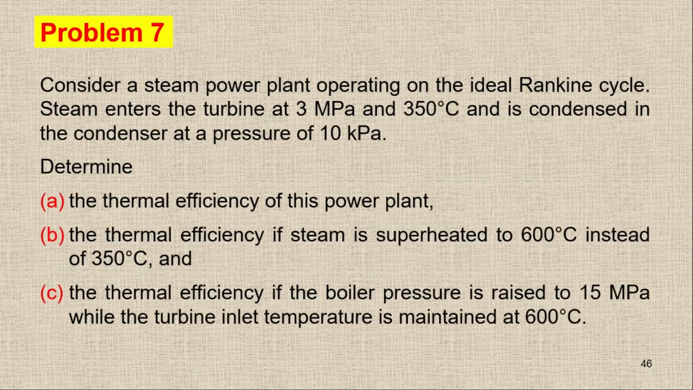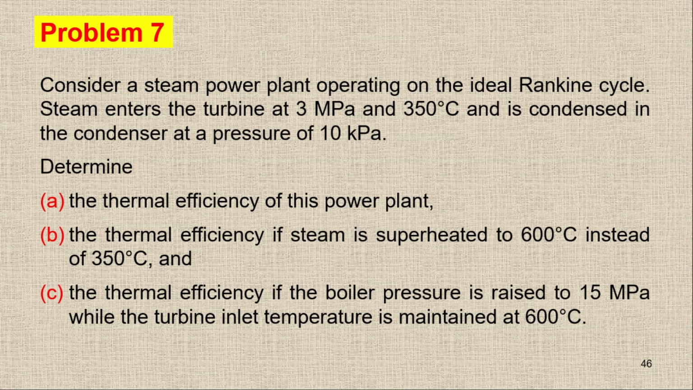So here we have problem number 7. Here, if you see, we consider a steam power plant operating on the ideal Rankine cycle. Again we have the ideal Rankine cycle. The steam enters the turbine at 3 megapascal and 350 degrees Celsius. So we have the same data for the turbine inlet, and steam is condensed in the condenser at a pressure of 10 kilopascal. Now in this case you can see we have decreased the pressure from 75 kilopascal to 10 kilopascal. So the pressure is reduced in the condenser.